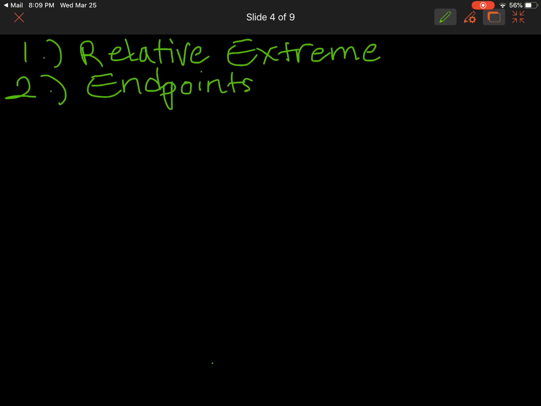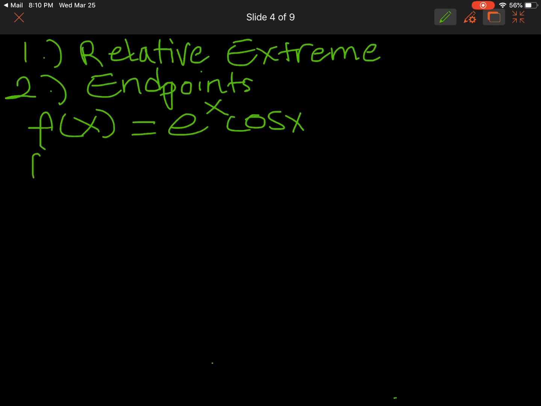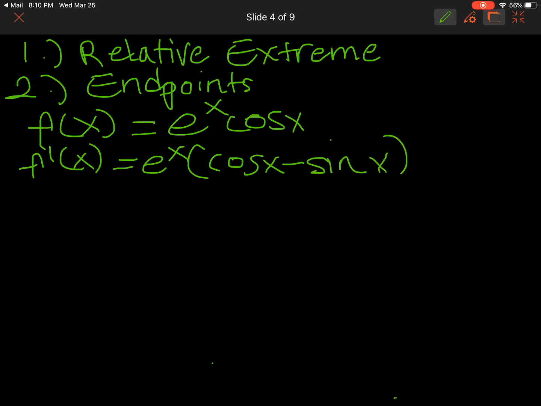So you remember that our function is f of x is equal to e to the x cosine of x, and our derivative is f prime of x is equal to e to the x times cosine x minus sine of x. Okay. Well, to find our relative extrema, we just have to set the derivative equal to 0. So this is going to give us the following expression.